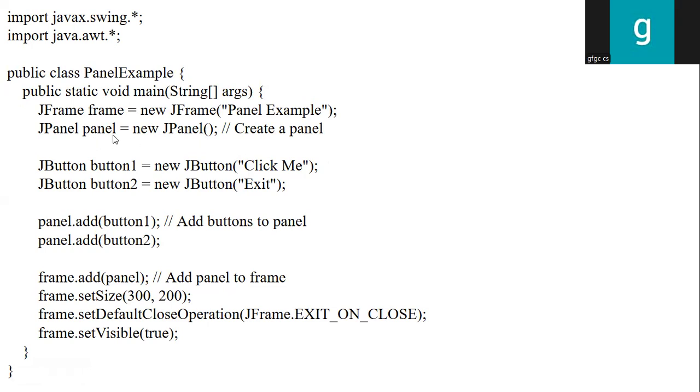For that I have created a panel object for that particular class. Here I have added two buttons called click me and exit. Panel dot add button. In that particular panel I have to add button 1 and button 2. Here in that particular frame I have to add the panel to show that particular area. Set default close operation is for closing the created frame, and set visible true is to show all the components whatever I have added in the frame, and the frame should be visible to the user.